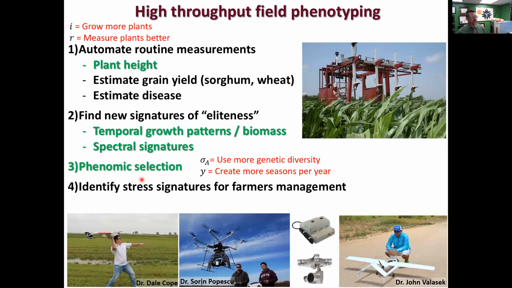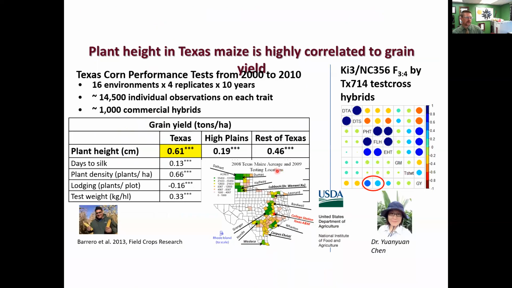One of the real exciting things that can potentially come out of all of this is if we do identify new signatures of eliteness or stress signatures, perhaps those can be used by farmers, because farmers can also access these UAV tools. And to me, that's really exciting for the applied or practical outcome. Overall, these are going to help us grow more plants better, measure plants better, use more genetic diversity, and create more seasons per year. Oh, this slide looks a little wonky. I apologize. But I told you I'd talk about plant height.